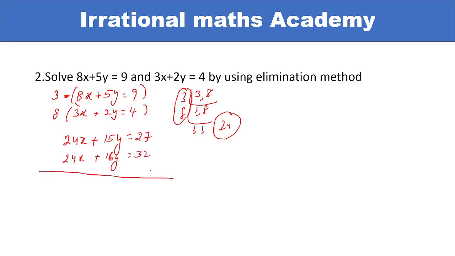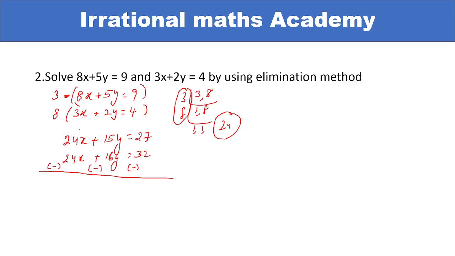Now you see I got the same coefficients. Once you get the same coefficient, multiply the lower equation with minus. Wherever there is a plus you'll get minus, and wherever there is a minus you'll get plus. Now forget the old signs and focus only on the new signs.